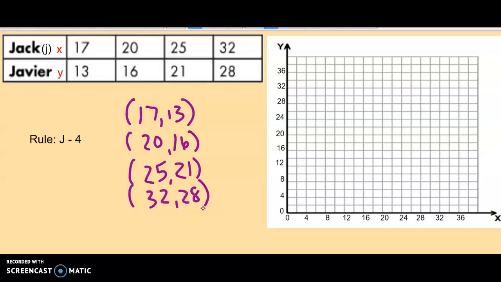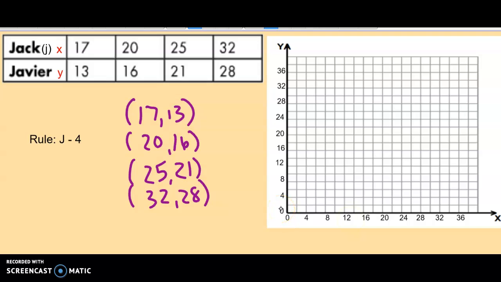Now, this coordinate grid that I have over here, I already put numbers on it. On my x-axis, I have it from 0 to 4, but there's a line in between, so it's really counting by 2. This is 0, the one in the middle is 2, then it's 4, 6, 8, 10, 12, and so on. Same thing on the y-axis going up.